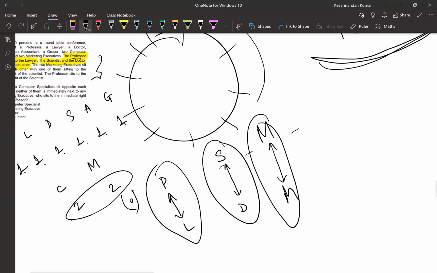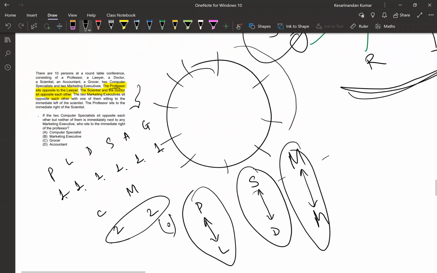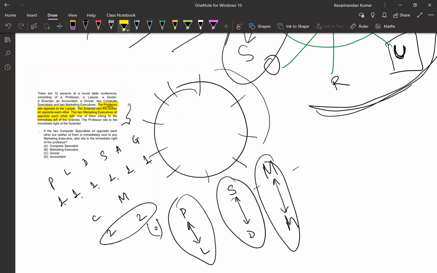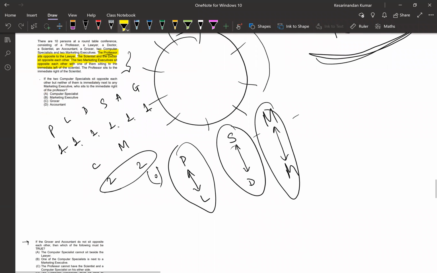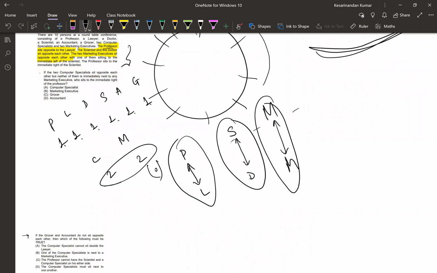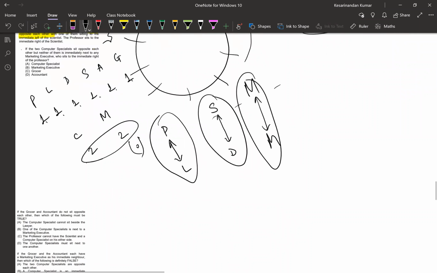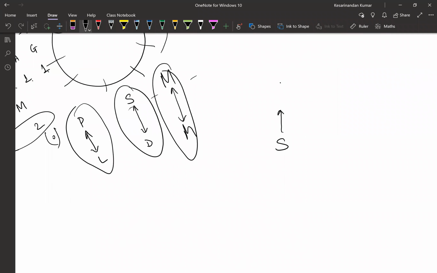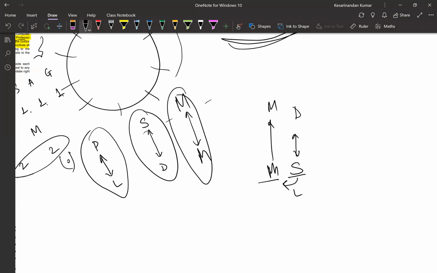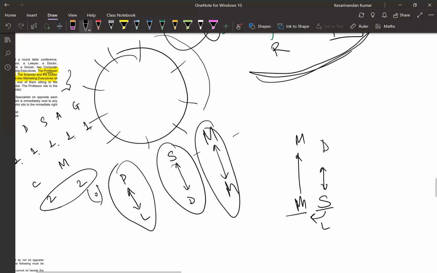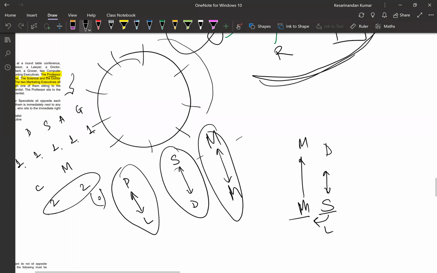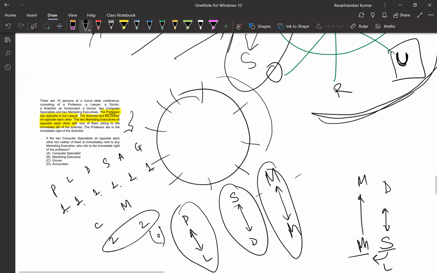With one of them sitting to the immediate left of the scientist. Okay. So now these two are combined. How? There's a scientist, and if the center of the table is here, then doctor would be here. This marketing is perfectly next to him on the left. With this part clear, let's move to the final.